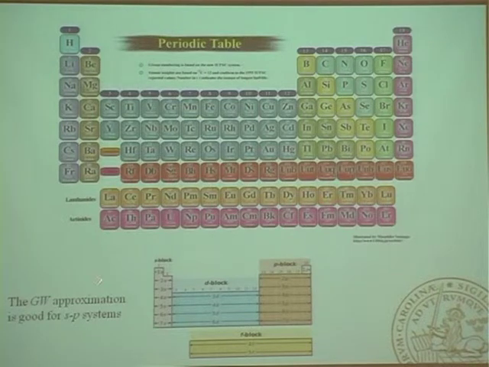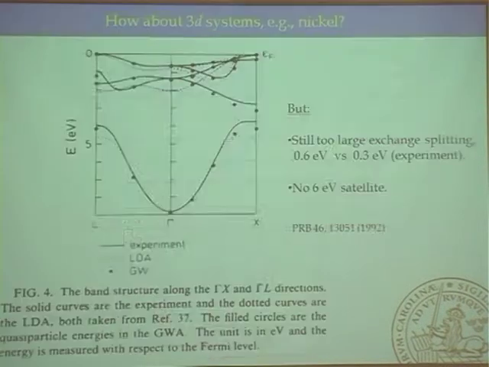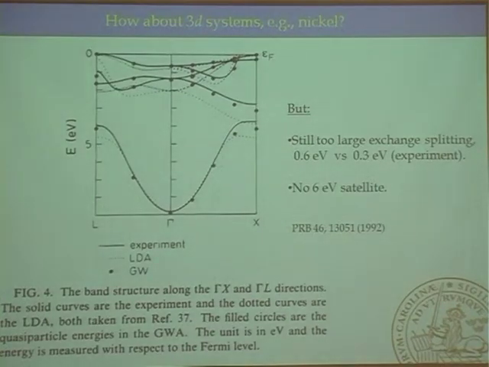So as I said before, the GW approximation is generally good for SP systems, but not good when you have a strongly correlated system. So when you go to the 3D and the 4F systems, you start seeing problems. So these are the D block here and the F block. For the S and P blocks, GW works well. So here, actually, it is not so bad.